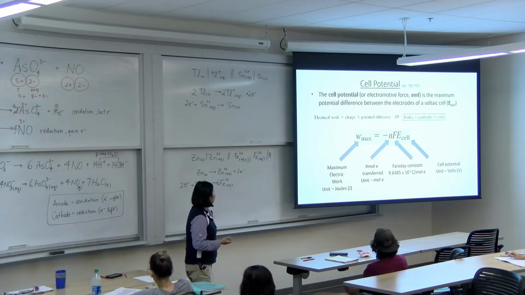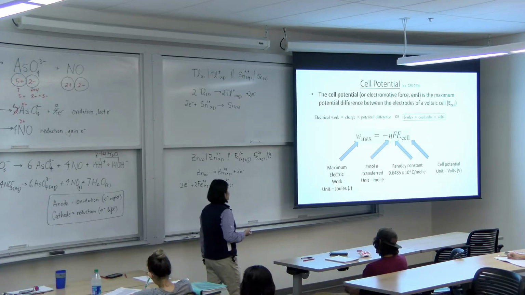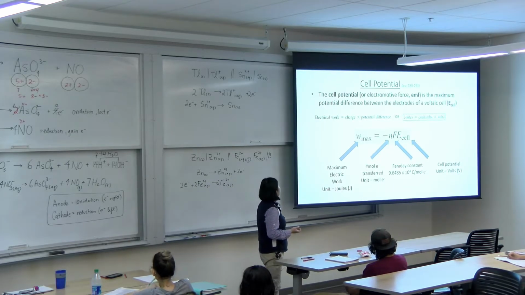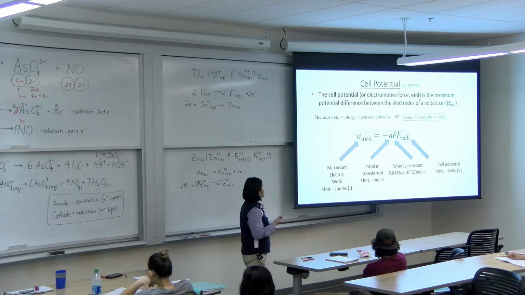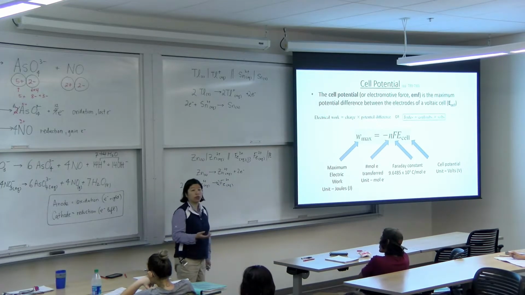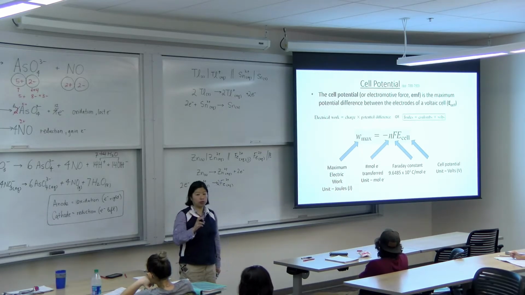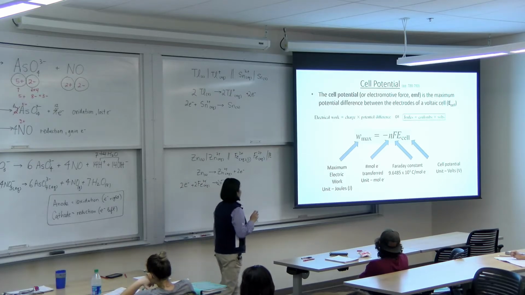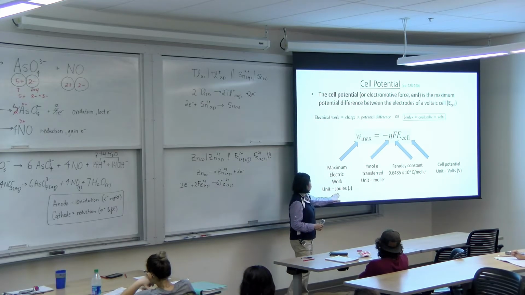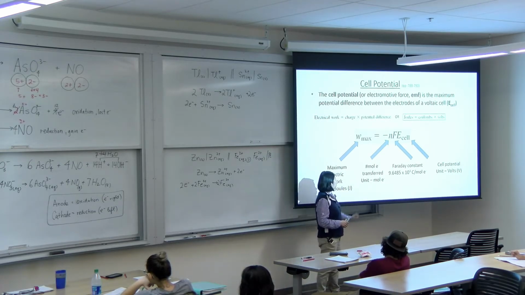Really, the electrical work is equal to the charge times the potential difference. Remember, work is in joules, charge is in coulombs, and the potential difference is in volts. So those are your key units: joules, coulombs, and volts. So the maximum electrical work, in joules, is equal to the negative of n times F times E cell. The n is the number of electrons transferred.